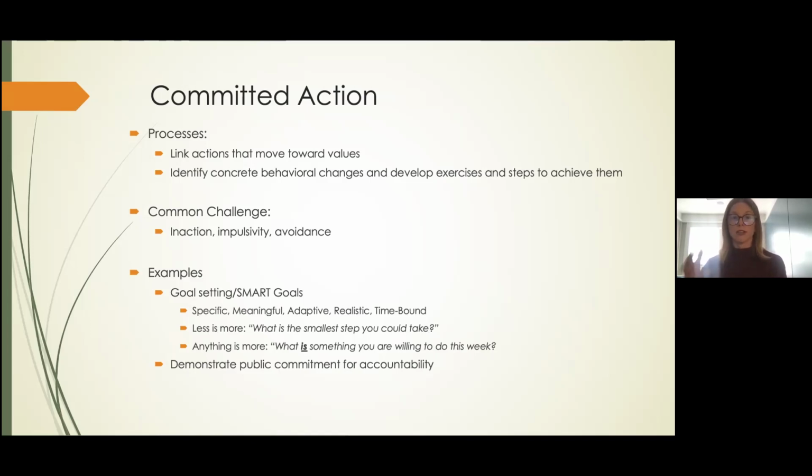So there's a clear connection: this is something I've stated is important to me. I've made this connection. I've checked in with my willingness, and now I'm going to have some accountability to help me with that last mile of getting to the end.